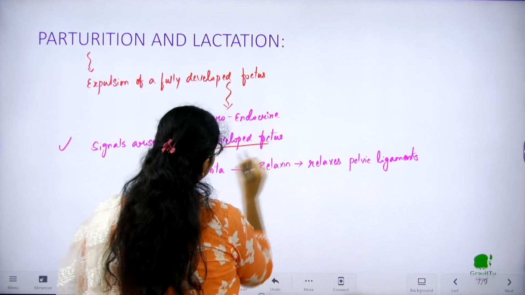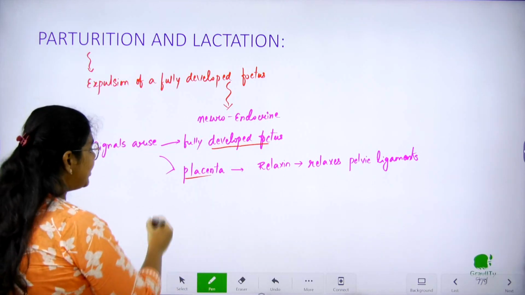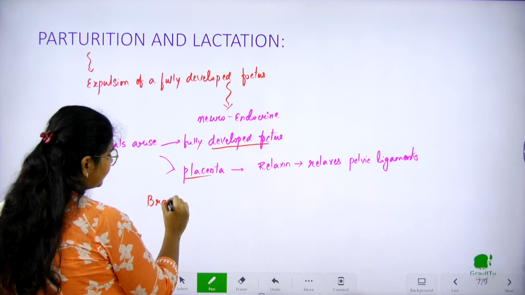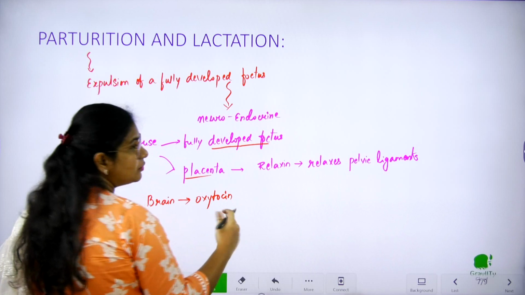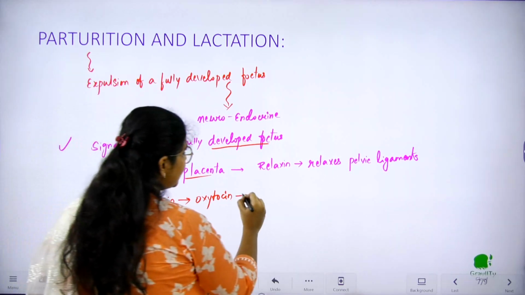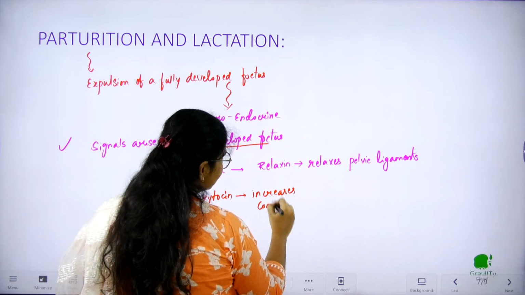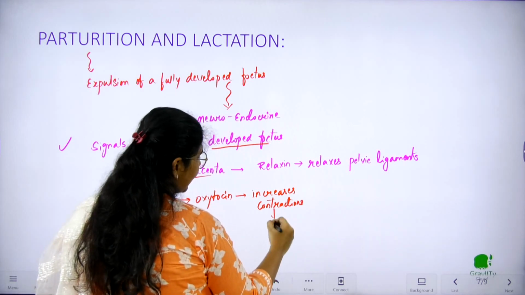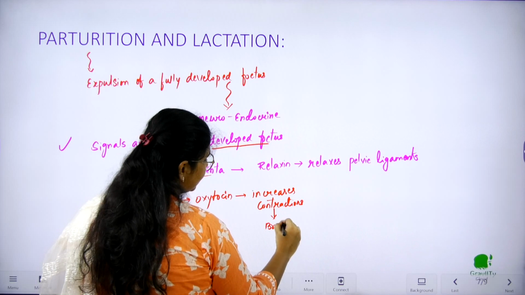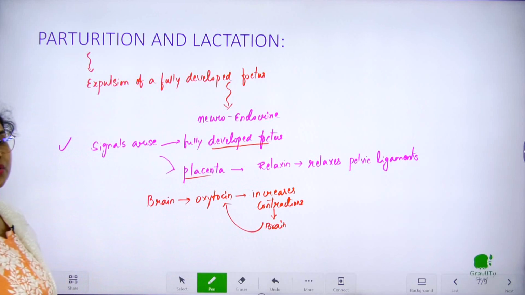This fully developed fetus and placenta are putting pressure on the uterine walls. So the brain is sensing them, and what does the brain do? The brain releases oxytocin. As we all know, oxytocin is a hormone that increases contraction. This increased contraction again sends signals to the brain. The muscles are too much stressed, and again they send signals to the brain. The brain in turn releases more and more oxytocin. So this is a cyclic process. This continues until the parturition is completed.